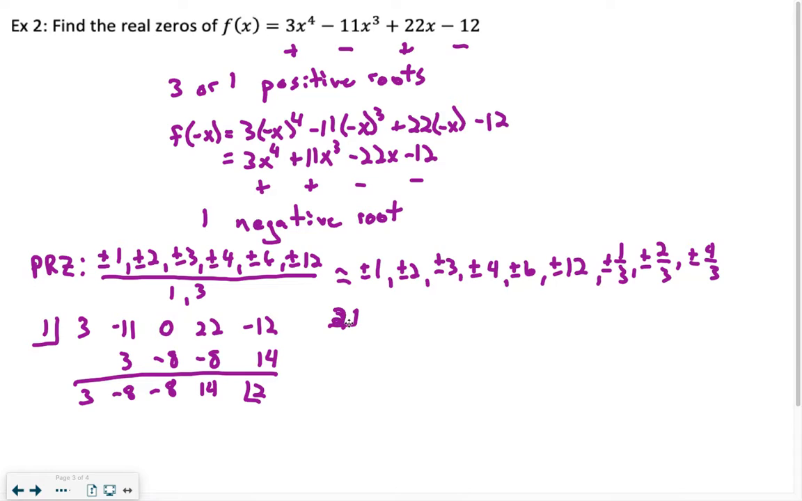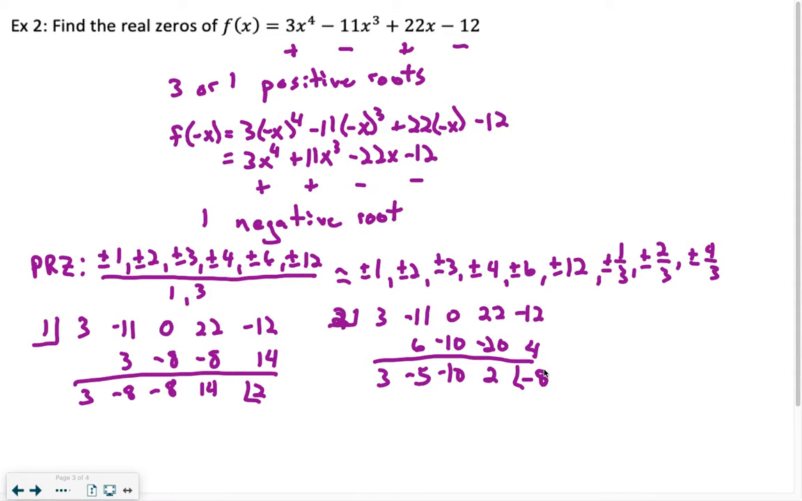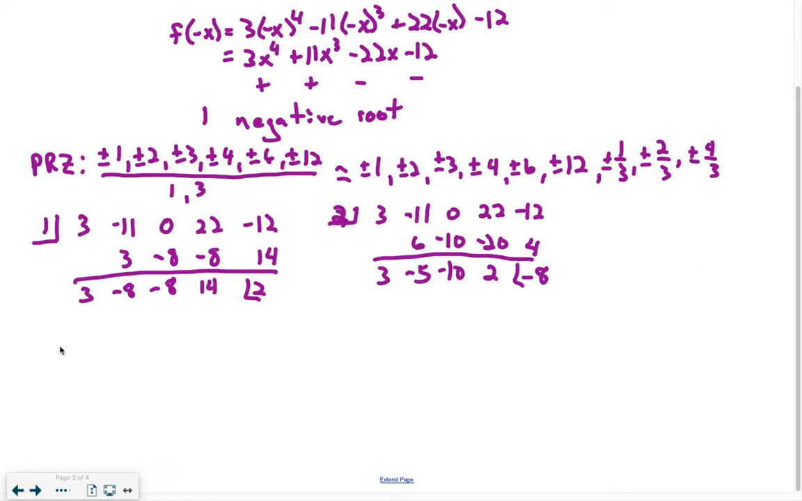That would be 2. So again, list these out. 3, negative 11, 0, 22, and negative 12. Bring 3 down, multiply, add, multiply, add, multiply, add, multiply, add. 2 is not a 0 either. All right, let's try our next one. Let's try 3.